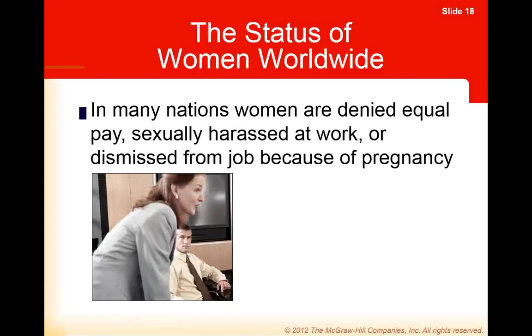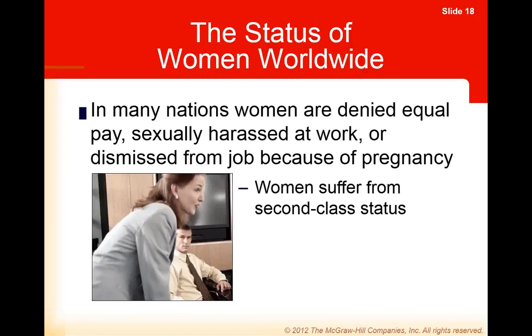So, while we have inequality in our society, and while the Fair Pay Act, the act guaranteeing equal pay for men and women, has still not made it through Congress to be signed into law and continues to be opposed in Congress, women have it better in our society than they do in other societies. In many nations, women are denied equal pay, sexually harassed at work, or dismissed from jobs because of pregnancy. None of that's legal here in the United States of America. Not saying it doesn't happen. But in other nations, it's actually legal behavior. It's illegal behavior in the United States of America.